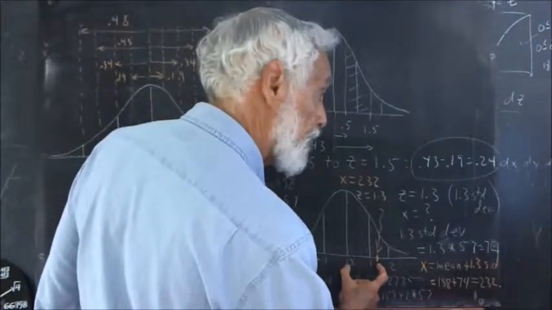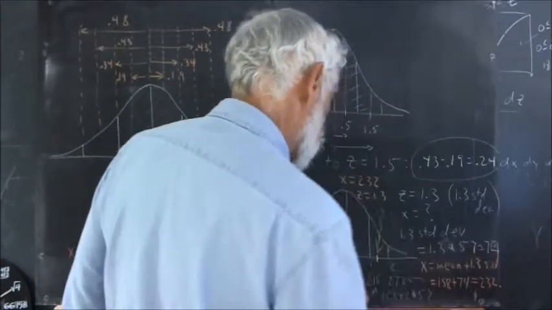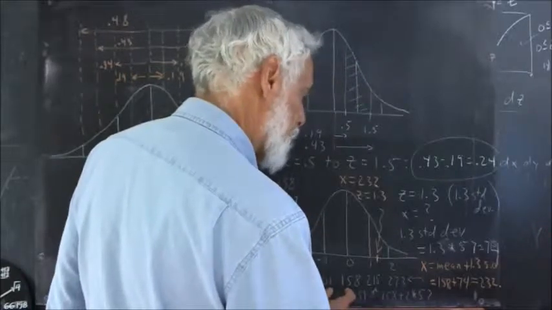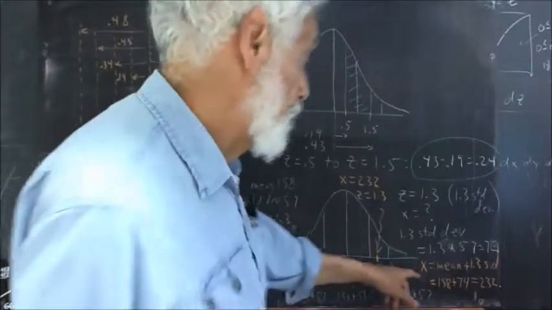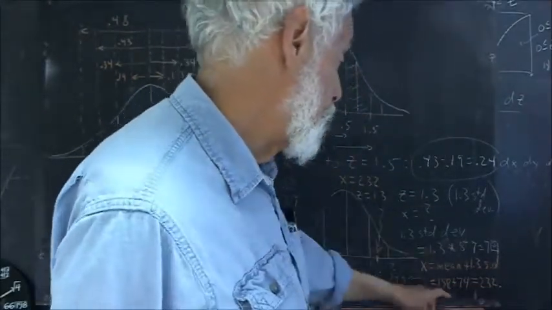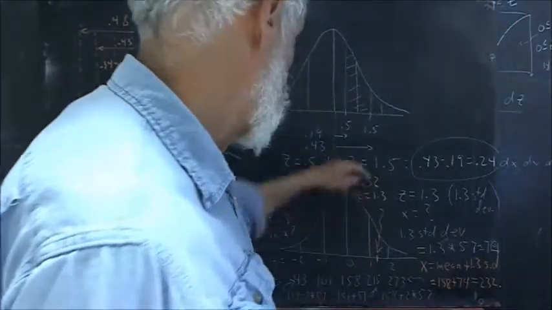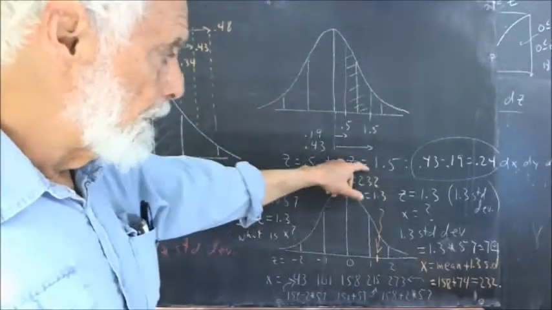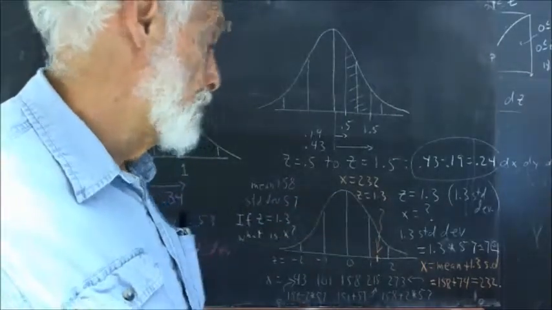There's 1.3 standard deviations, and that's going to correspond to 74 x units, which means that we're going to take the mean and add 74 to get the x value here. So the mean plus 1.3 standard deviations is 158 plus 74, which comes out to 232. So x equals 232 corresponds to z equals 1.3.